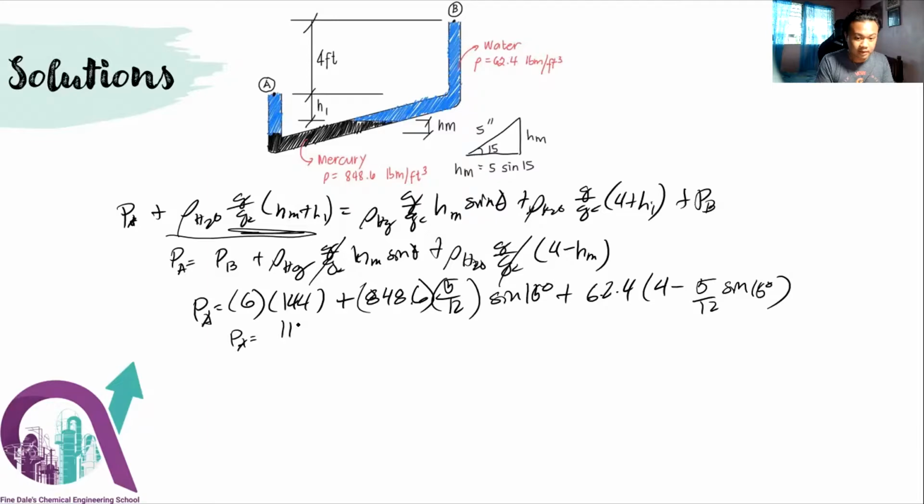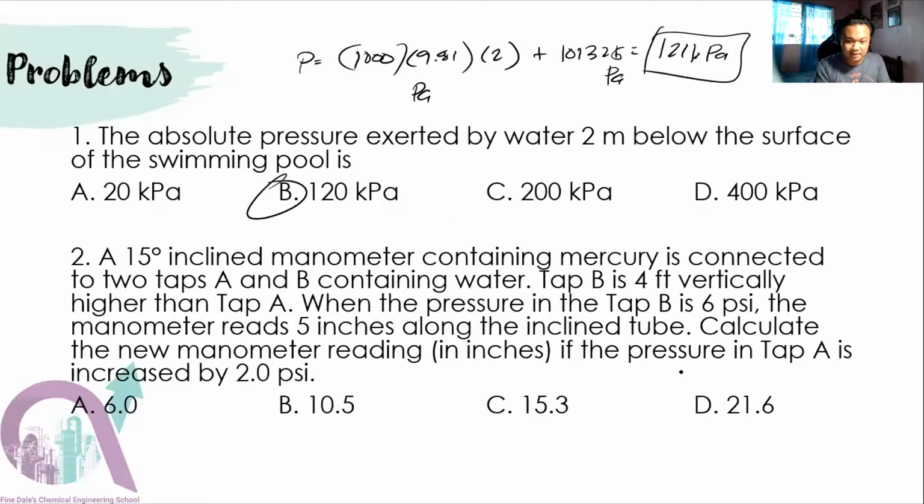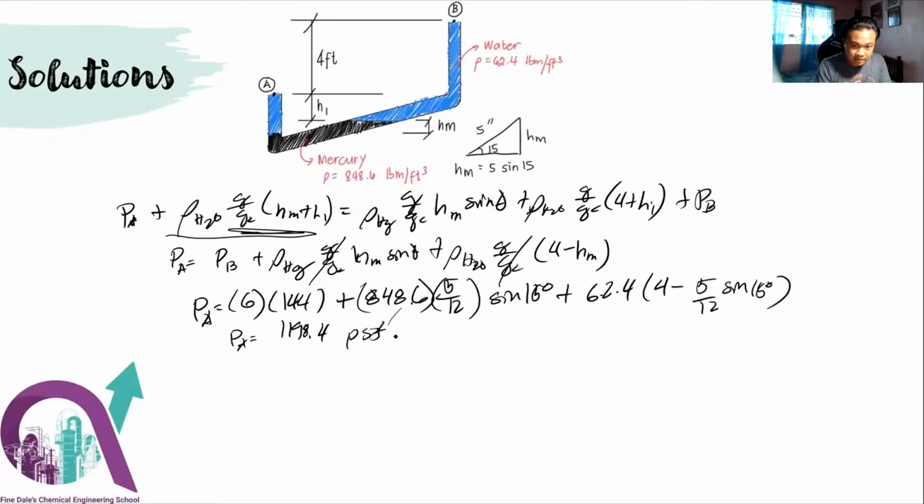You have 1198.4 PSF, pounds per square foot. Okay, and next, if PA was increased by 2 PSI, so let's add 2 PSI. First convert it to PSF, and then we have 1486.389. So this is in PSF.